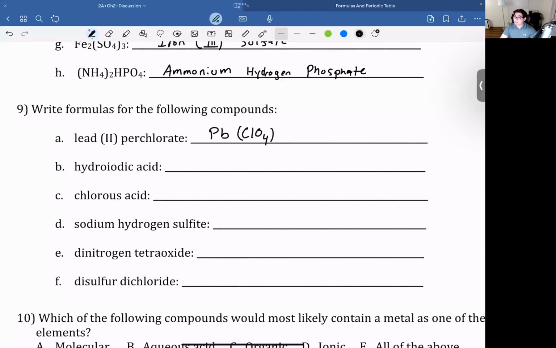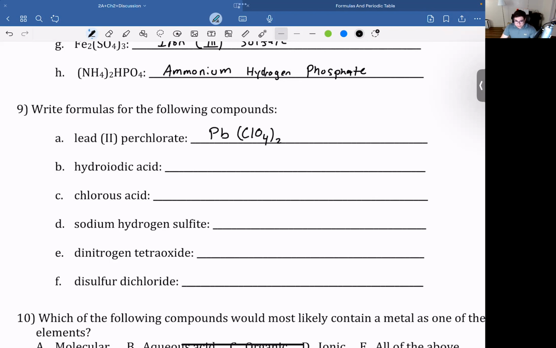So how do you balance these out? Well, the perchlorate has a charge of -1. The lead has a charge of 2. So to balance that out, I need 2 perchlorates. So it's kind of like doing the oxidation thing that we just did above, except backwards.